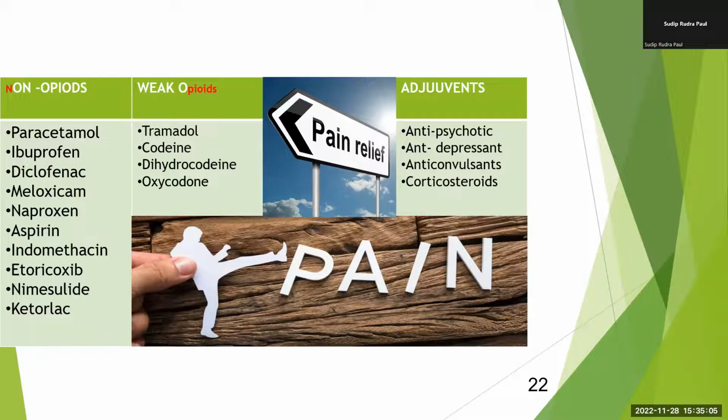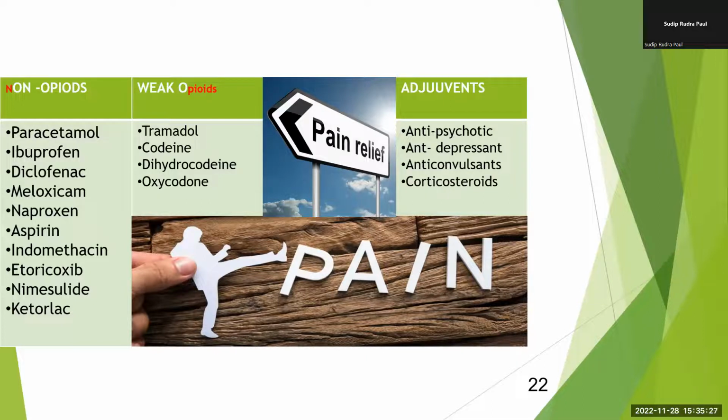Are you understanding? Yes. Steroid is to reduce the peri-edema of the tumor. So an adjuvant is a drug which does not directly affect the pain, but it helps to increase the efficacy of the primary pain medication.